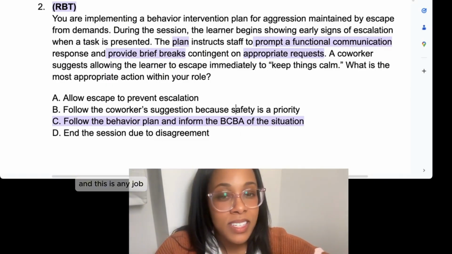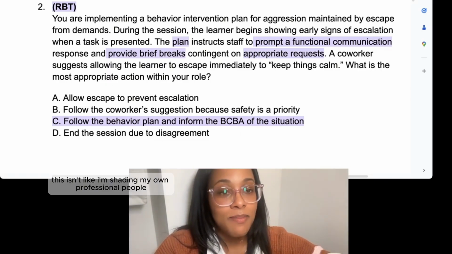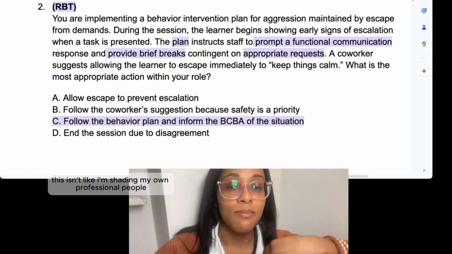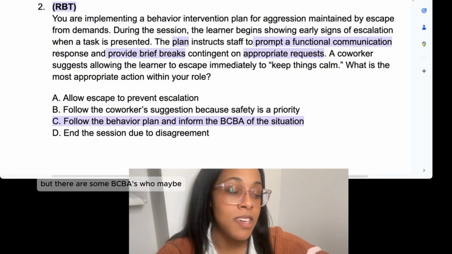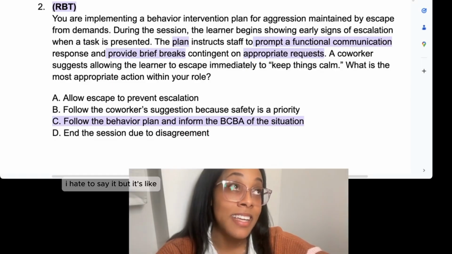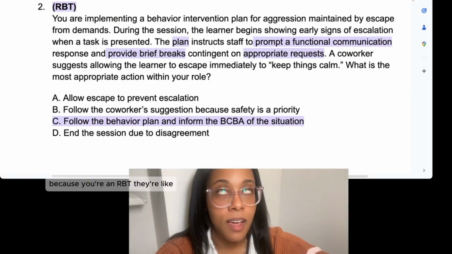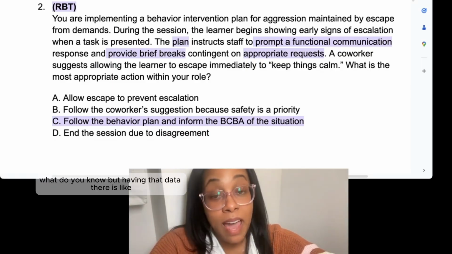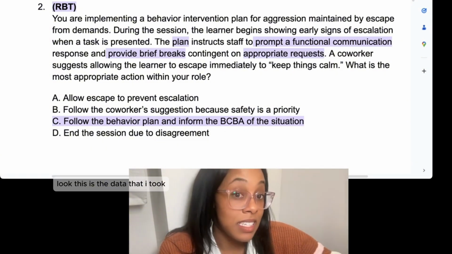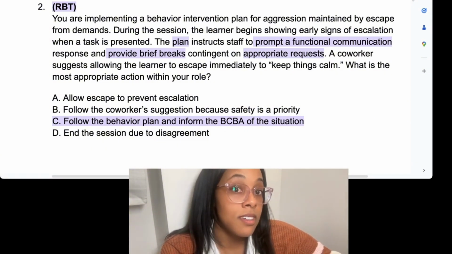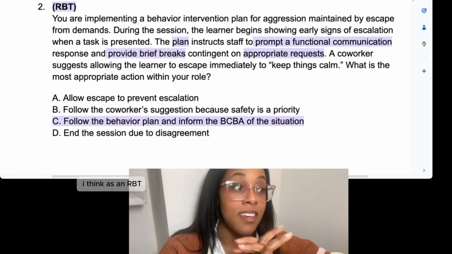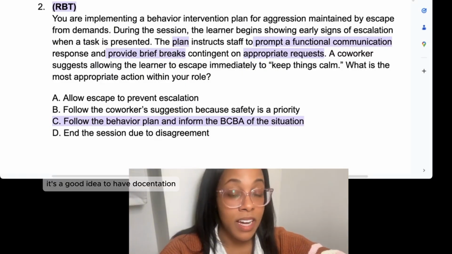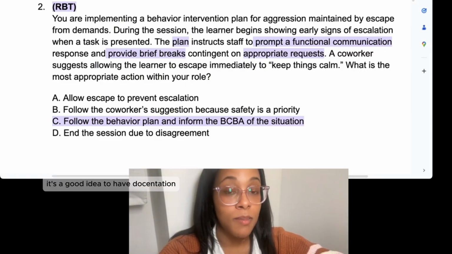Unfortunately, and this is any job, this isn't like I'm shading my own professional people, but there are some BCBAs who maybe, I hate to say it, because you're an RBT, they're like, oh, what do you know? But having that data there is like, look, this is the data that I took. I'm informing you of the situation. I think as an RBT, it's a good idea to have documentation to back up what you're saying.